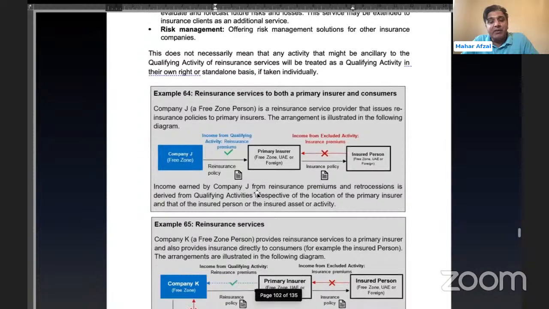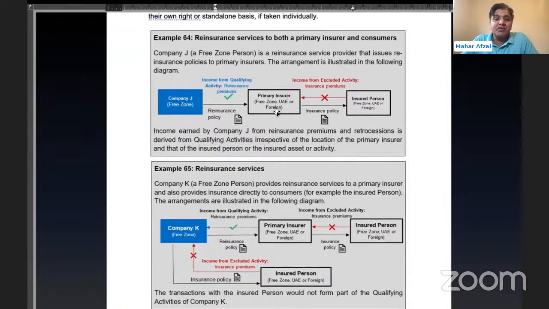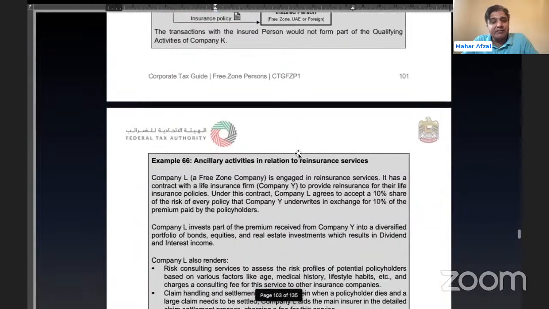They have given an example as you can go through this. This is basically the primary insurer. This is the reinsurer. Reinsurance services to the primary insurer are a qualifying activity. Primary insurance services to the insured person are a non-qualifying, excluded activity.